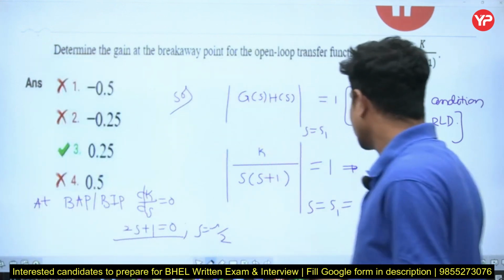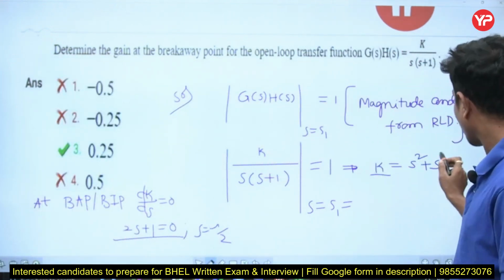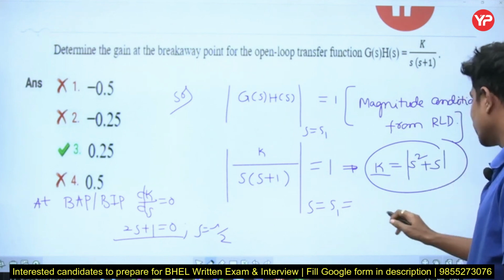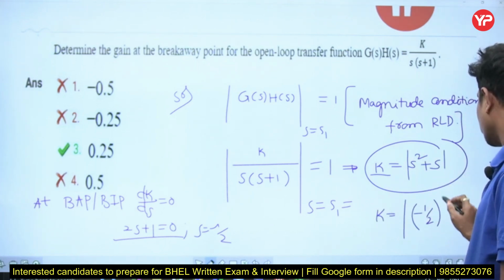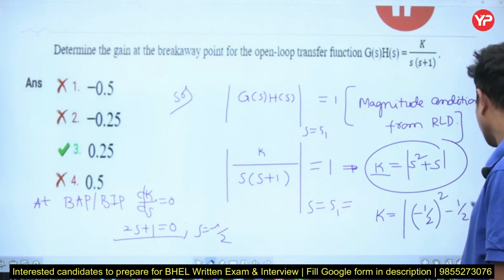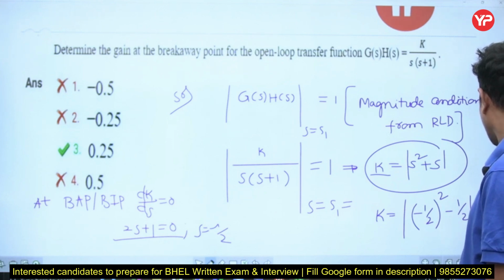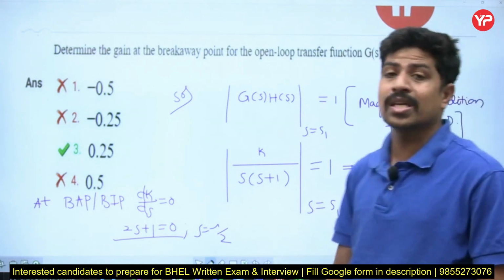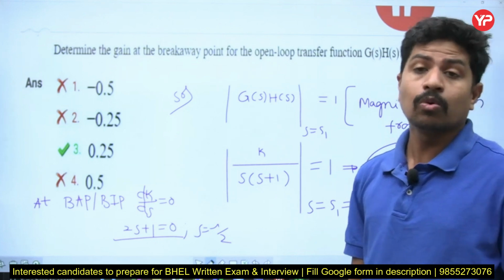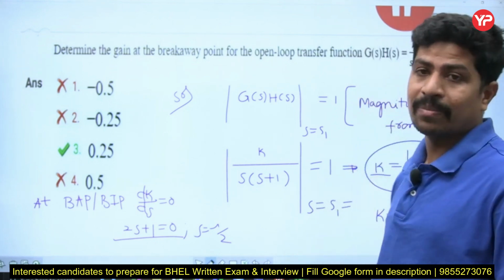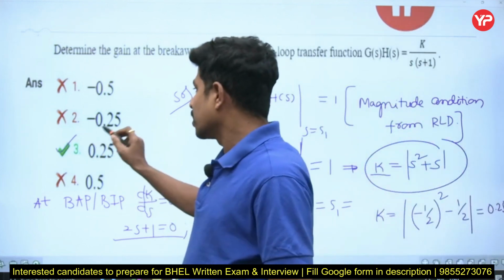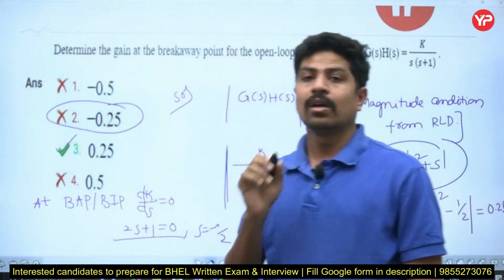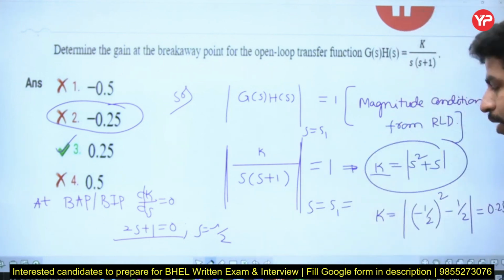Take that minus 1 by 2 and substitute in this one. You are going to get the value of k. Or substitute in this one, because the magnitude is required. K is equal to s, which is minus 1 by 2, whole square, and this s is minus 1 by 2. So this is 1 by 4 minus 1 by 2. 1 by 4 is 0.25, 1 by 2 is 0.5, 0.25 minus 0.5 will be minus 0.25, but as we are taking the magnitude, it will be plus 0.25. Some people will make a mistake by choosing the option minus 0.25, right?